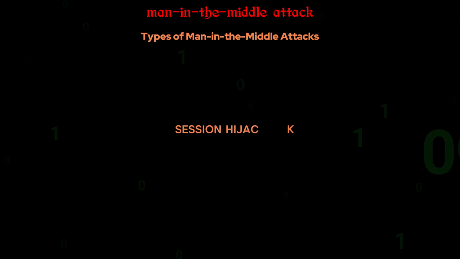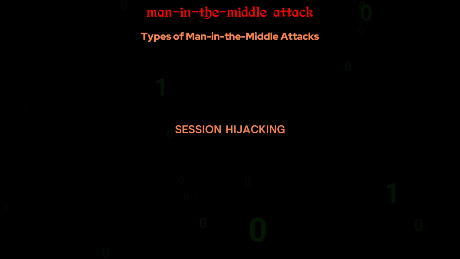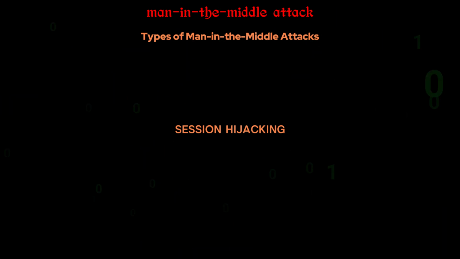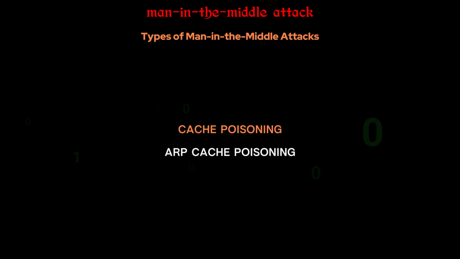Session hijacking, commonly known as browser cookie theft. An attacker will steal information stored in web browser cookies, such as saved passwords. Cache poisoning, also known as Address Resolution Protocol, or ARP cache poisoning. This popular modern-day man-in-the-middle attack enables cybercriminals who are on the same subnet as the victims to eavesdrop on all traffic being routed between them.